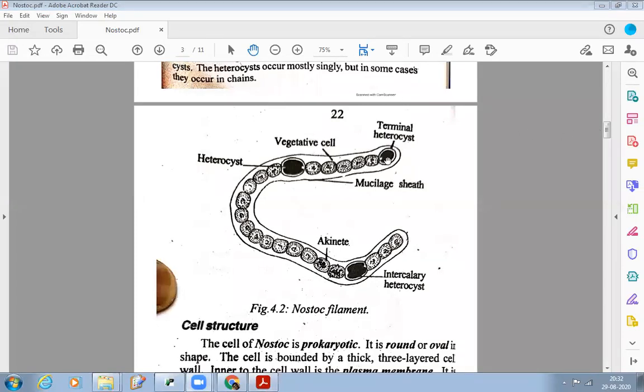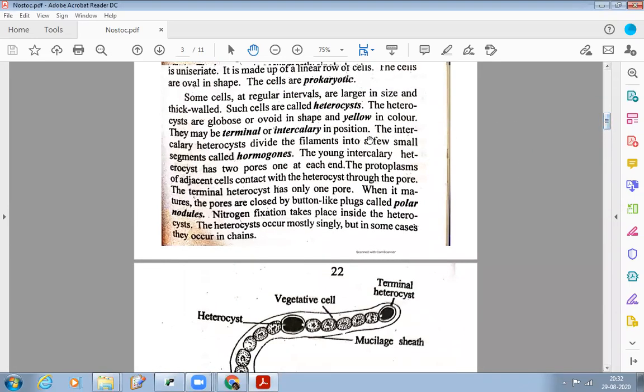It communicates with the adjacent vegetative cell. And all the cells between two heterocysts are known as what? They are known as hormogonia. The hormogonia are a small filament consisting of more than 2 cells, 3, 4, 5, whatever. The intercalary heterocysts divide the filament into two small segments called hormogonia.